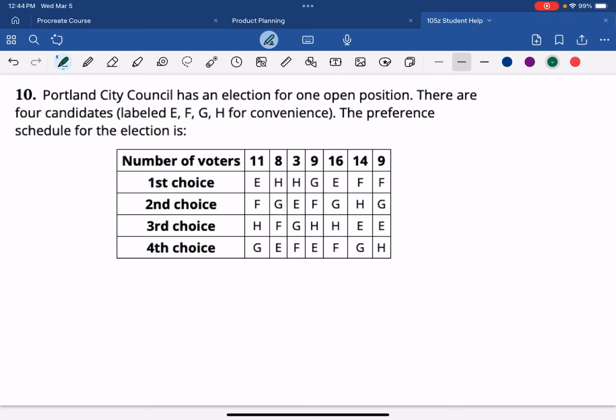For this example, we have the preference schedule for a Portland City Council election. The candidates are labeled E, F, G, H for convenience. When comparing the candidates, we want to make sure each of the candidates gets compared to each of the other candidates. Let's start with candidate E. We're going to compare E to each of the other candidates. We'll start with E and F.